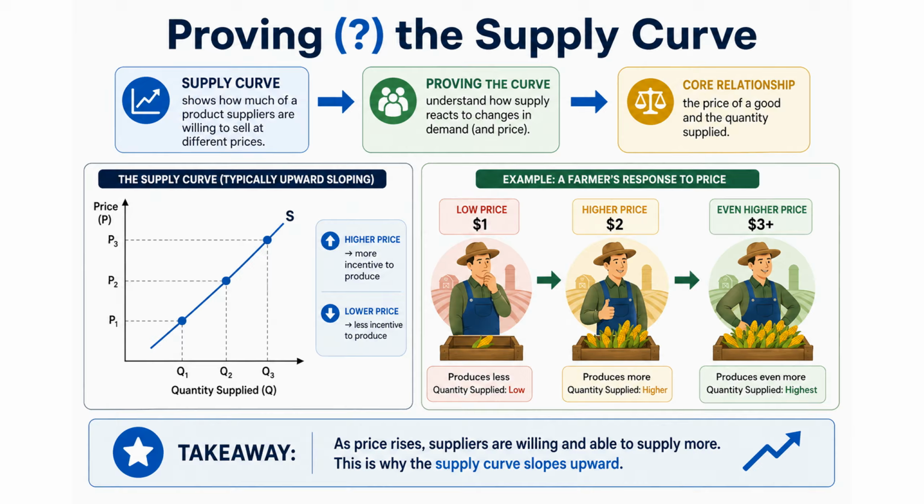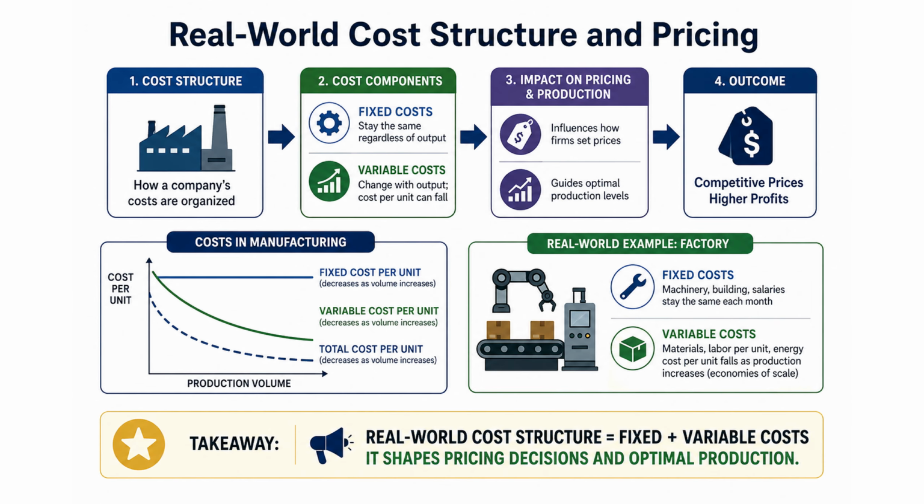Once that is clear, the next step is real-world cost structure and pricing, because it develops the next piece of the same argument. Cost structure refers to how a company's costs are organized and how they affect pricing. In manufacturing, costs can be constant or decrease as production increases. Put more directly, real-world cost structure involves fixed and variable costs that influence how firms set prices and manage production levels. For example, a factory might have fixed costs for machinery, but experience decreasing variable costs per unit as it increases production up to its capacity.